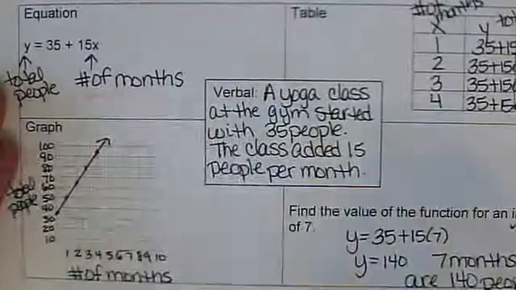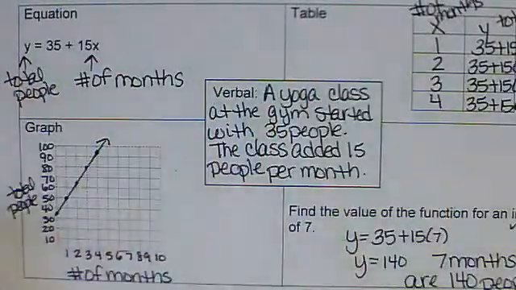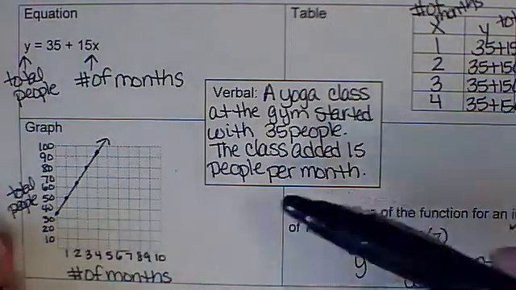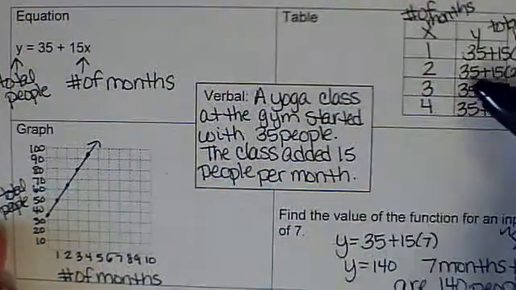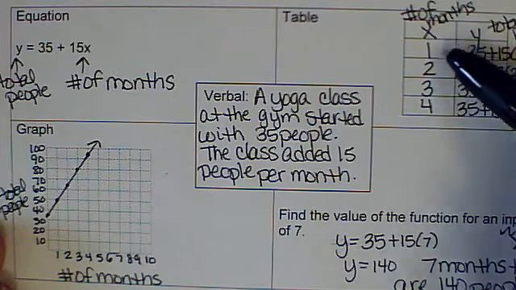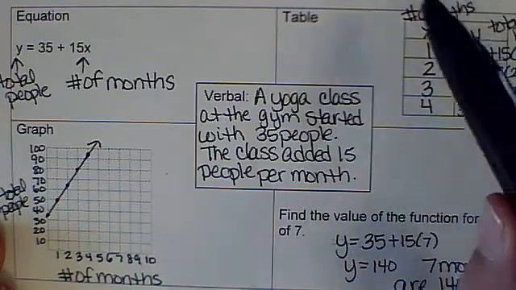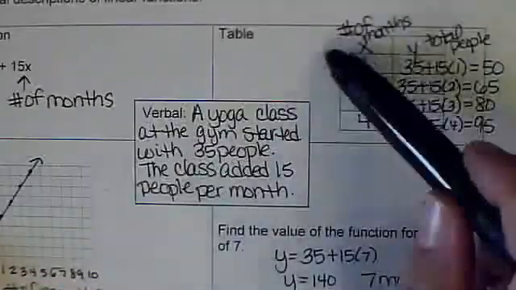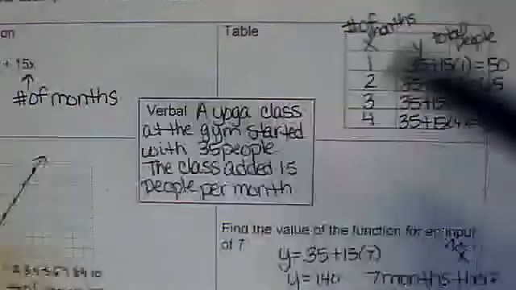So on this problem, you had started with the equation, and you had to come up with a story about it. Be creative, but be appropriate. Okay. Then you had to make a table, and then you made the graph. Make sure when you make the table that you pick numbers that are appropriate. Don't pick crazy numbers. Start with small numbers like 0, 1, 2, 3, 4. That's what I would do every time if I were you. Make sure you fill in your headings. Remember, we put in X and Y, but we also put number of months and total people, so make sure you put both of those.